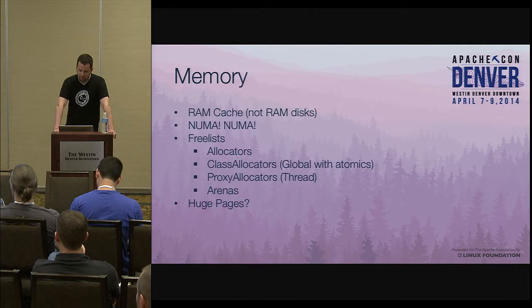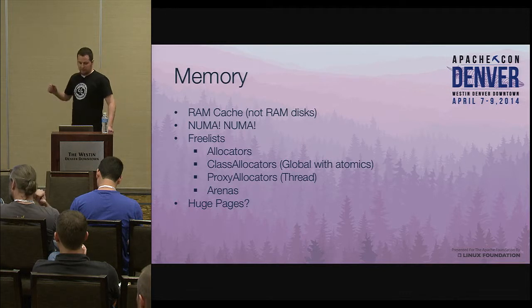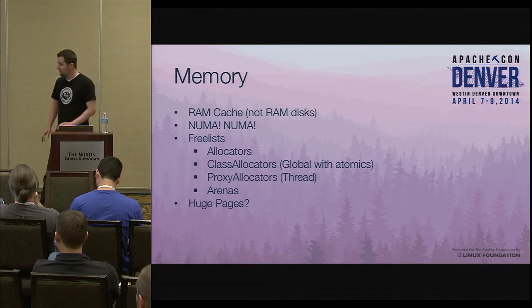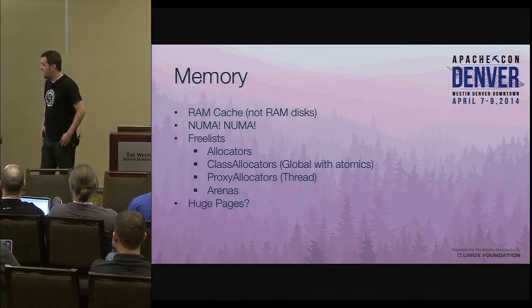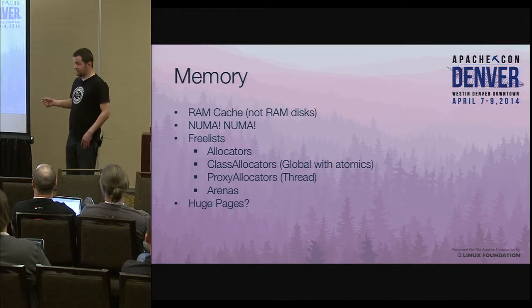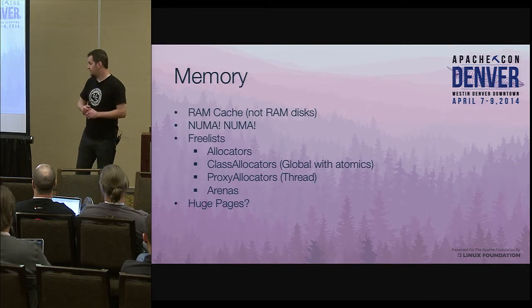So the FreeList, essentially, when we allocate memory from the operating system, we don't ever give it back. We just keep it, and we track it in a FreeList. And then when something needs it again, we pull it out of the FreeList. There's a couple kinds that we have. Start off with the allocators, which is essentially a C++ wrapper of the free list. So you just say, I want a block of memory this size, and it'll give you that.